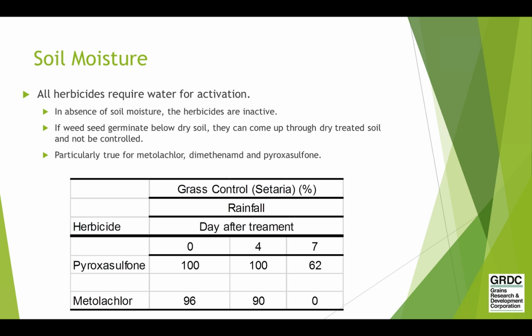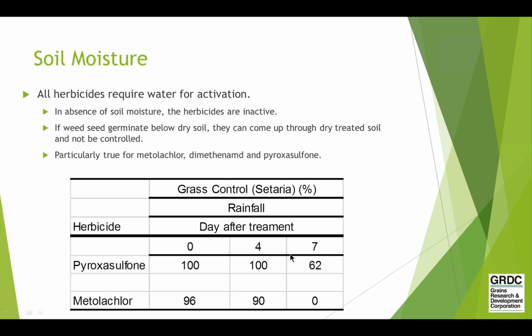The third factor that I talked about is soil moisture. All herbicides require water for activation. In the absence of soil moisture, the herbicides essentially are inactive. What does this mean? If you have a very dry soil on the surface, but a moist soil underneath, and the weed seeds germinate in that moist soil, they can come up through a dry, treated soil and still not be controlled. And this is particularly true for the three herbicides metolachlor, dimethenamid, and pyroxasulfone.